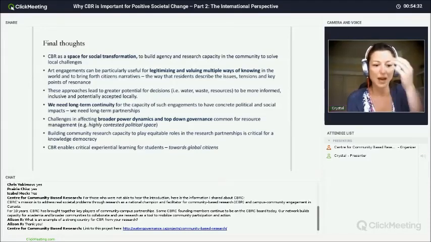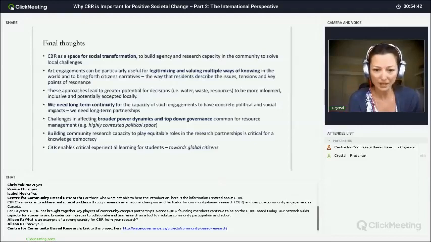We need to be thinking about these power dynamics and often top-down governance, particularly around these highly contested political spaces, such as resource management. And I mentioned briefly from our study that we really need to be thinking of building capacity in the community, within the community organizations, to be doing research, to be leading research. We know that a lot of research is still predominantly coming from the universities. So building the capacity to have community organizations leading is pretty key, I would say, if we're going to be moving towards this knowledge democracy.